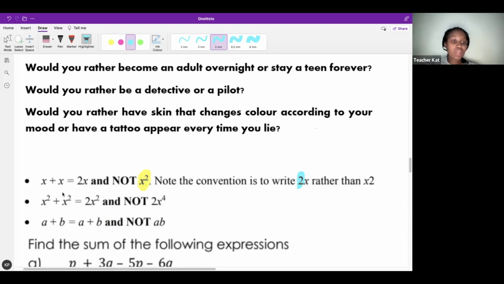And then x squared plus x squared is 2x squared. It is not 2x to the power of 4. Remember, no changing exponents unless I am multiplying. And then the last one, a plus b is a plus b, not ab. ab means what? A times b, right? So you guys might get tempted, if you see that you can't simplify, to write them together as one. That's not how it works.